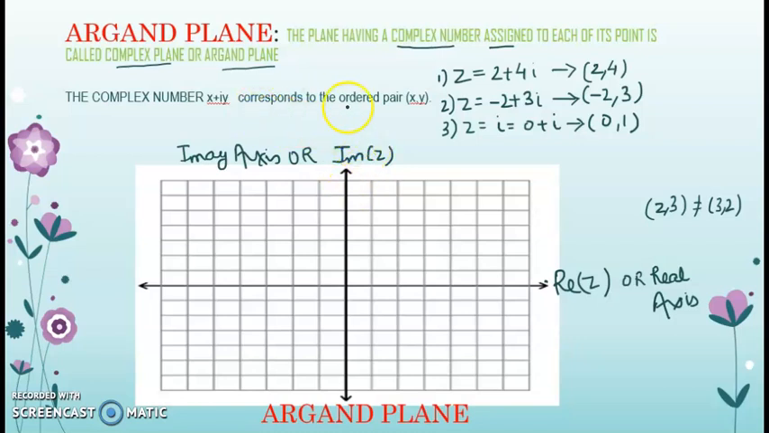Now as I told, suppose you have to plot z is equal to 2 plus 4i. This means for 2 plus 4i, the ordered pair is 2 comma 4.